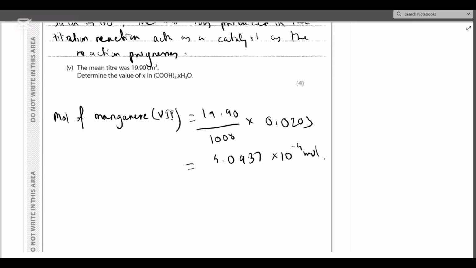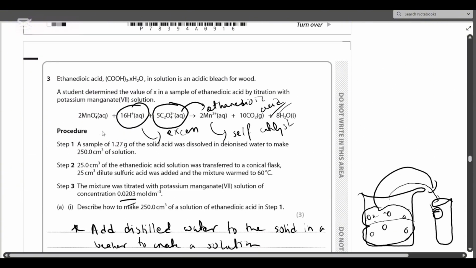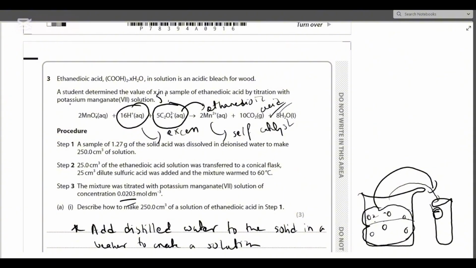The next thing that we'll be requiring is the moles of the ethane dioic acid in 250 cm cube. Because now we know the moles of manganese, it's now pretty simple to find the moles of the ethane dioic solution. So the next thing we can do is check out the stoichiometric equation right here. In the stoichiometric equation, you can clearly see that the ratio is 5:2, the 5:2 ratio of ethane dioic acid ions and the MnO4- ions.